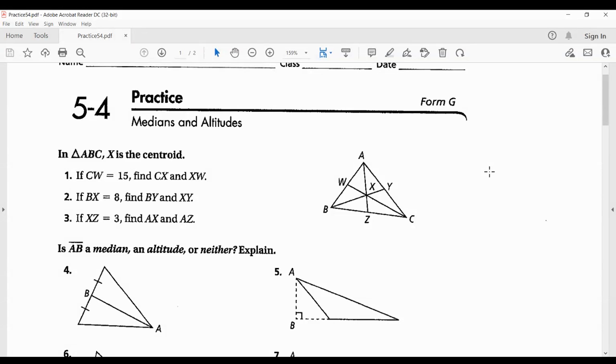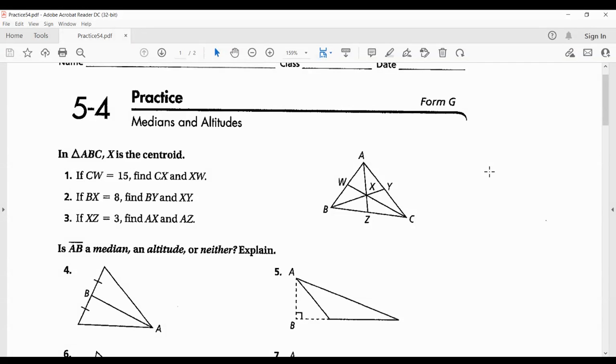When you go to number 2, they give us BX, which is the big part of another median. And you're supposed to find the little part and the whole thing. Well, the little part would be half as much. XY is going to be 4. BY would be the whole thing, which is 12. So 12 and 4.